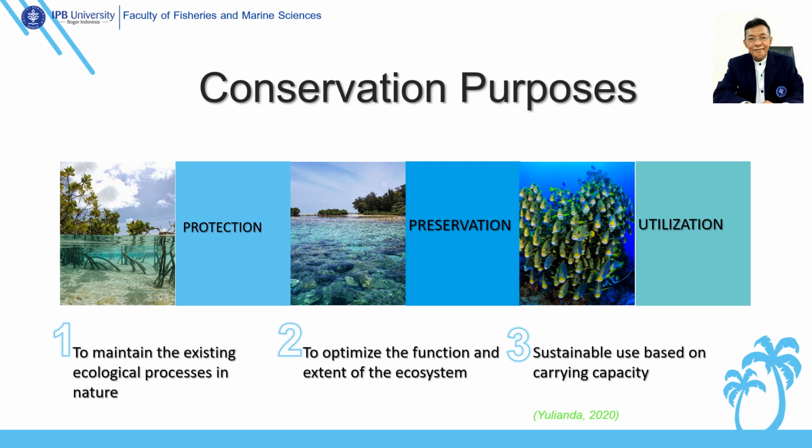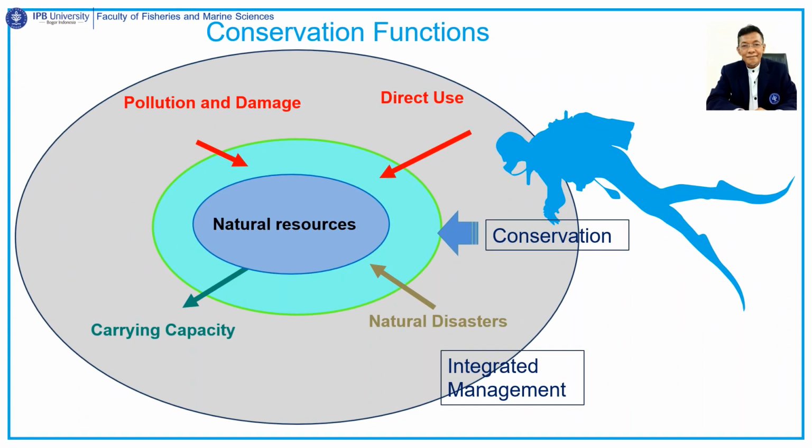And the third purpose is utilization. Ensuring sustainable use based on carrying capacity. Controlling utilization so it remains below the carrying capacity, so the utilization can be sustainable. The function of conservation management is to ensure the natural resources remain sustainable.